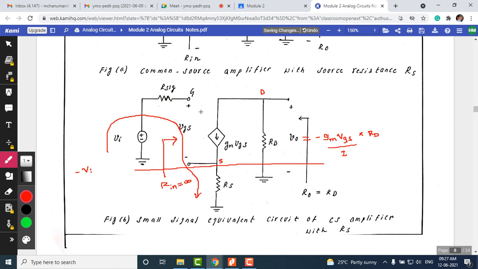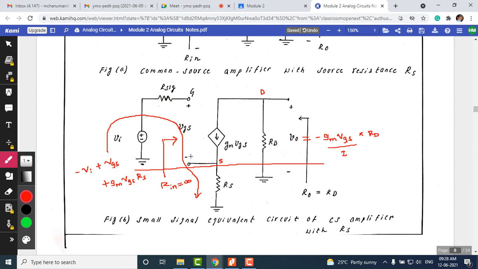Which is VGS. I can write here minus VI plus VGS. This is the loop I'm coming around. Now we have a drop across this. The drop across this is nothing but gm VGS, the current, times RS. Okay, so this is the KVL equation.